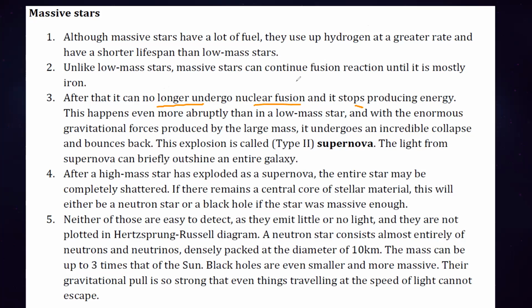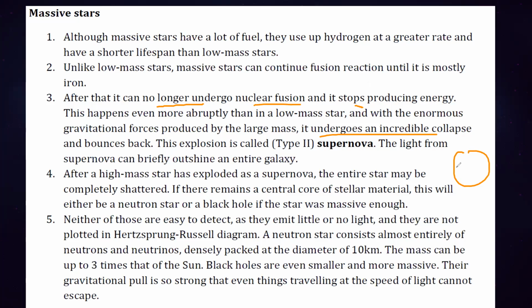As the energy is conserved, the potential energy changes to kinetic energy. Due to this kinetic energy, the particles move faster and undergo fusion. And as the temperature is very high, it can undergo fusion of heavy elements as well, compared to a low mass star. As a result, when everything comes closer to each other, it will undergo an incredible collapse and bounce back.